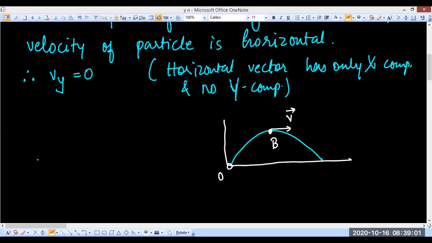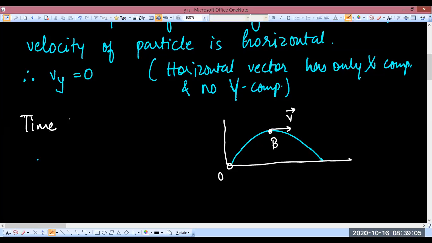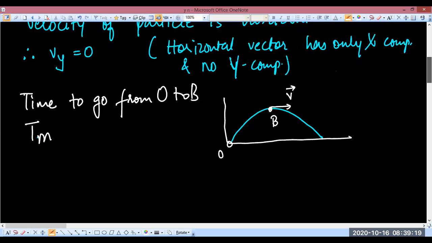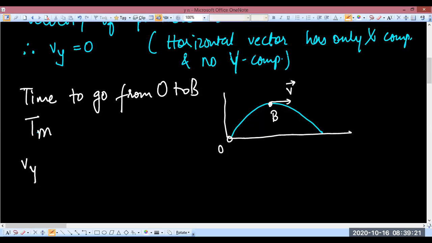See, we want to know how much time it takes to go from A to B, from O to B. Time to go from O to B, that is time TM. All right, clear? So if we use the equation that we have derived earlier, I hope all of you remember this equation, right? Is that okay?